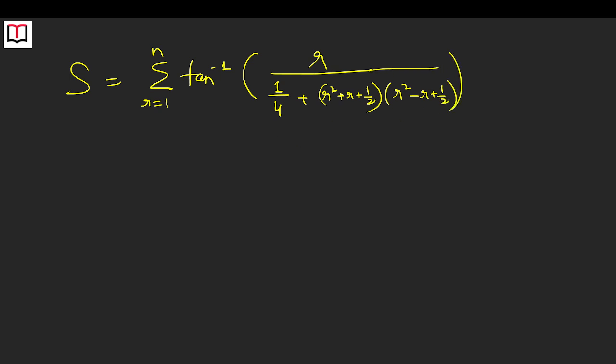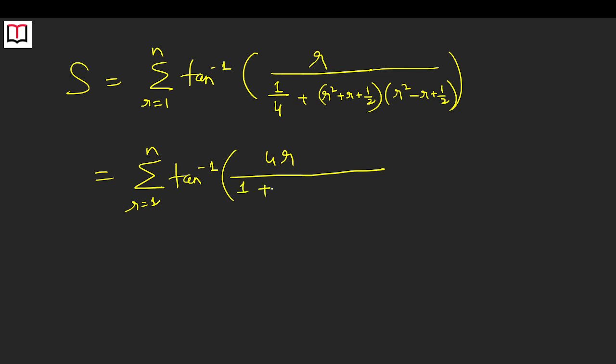Okay. Now I will take LCM. See, that's how I thought. I'm just writing the steps in the way I thought. So it's 2 into (R square plus R plus half) into 2 into (R square minus R plus half). And we got it.